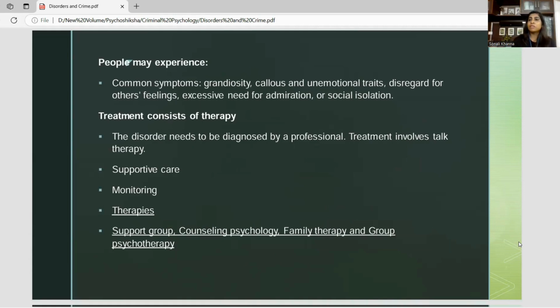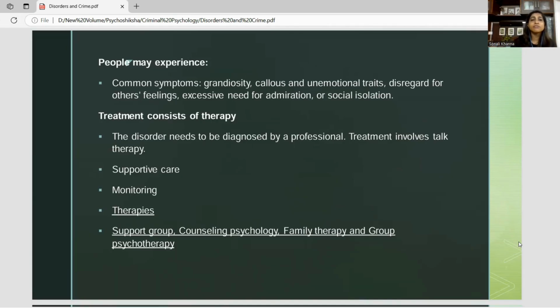Common symptoms of people with narcissistic personality disorder are grandiosity, callousness, unemotional traits, disregard for others, excessive need for admiration, and social isolation. They go into social isolation when they are not being praised or looked after, when no one says, "Yes, you are the one." And they are hungry for power also. They always want to be in a position of power, and whatever it takes, they are ready to do that.